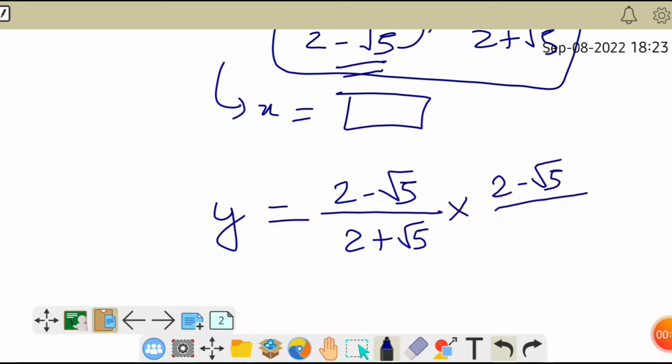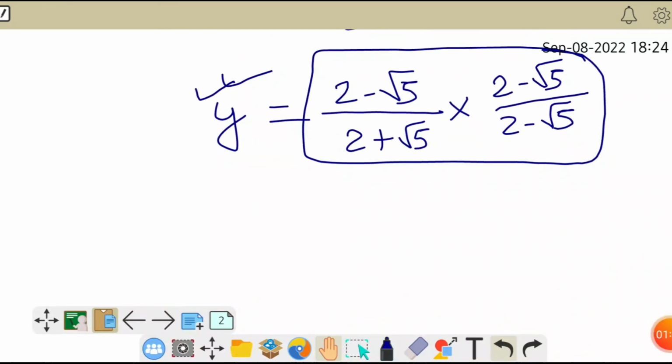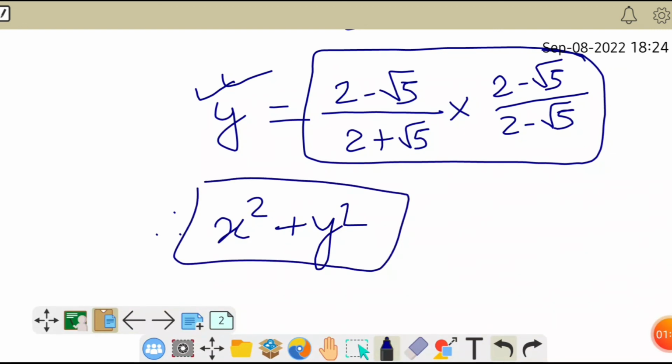In this way, you will rationalize by taking negative sign. And then you'll have the value of y also. And then you'll find x square value and y square value. And finally, you'll solve x square plus y square. So, well, that's your homework.